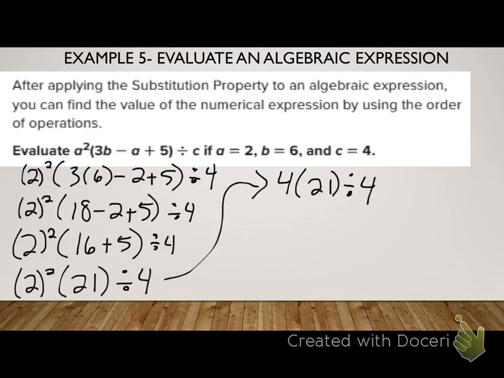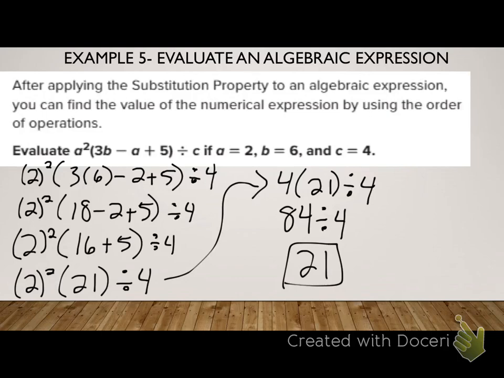4 times 21 gives me 84. And now I just have that one operation left of division. What's 84 divided by 4? 21. So the value of my expression when A equals 2, B equals 6, and C equals 4 is 21.